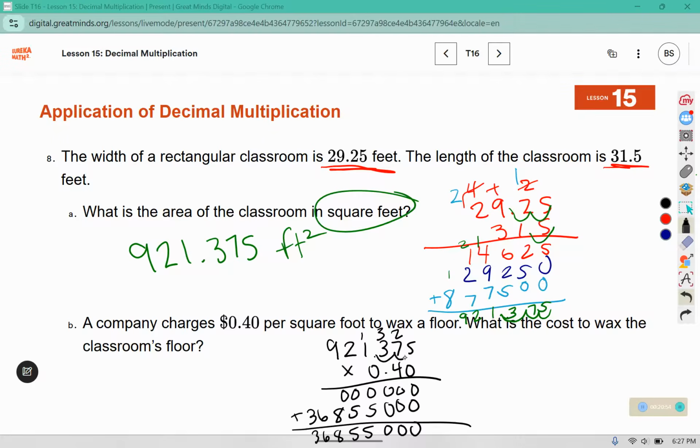There's 1, 2, 3, 4, 5 decimal places in the question. So we need 1, 2, 3, 4, 5, which indicates it is $368.55 to wax the floor. We don't need these extra zeros after the end of the decimal.